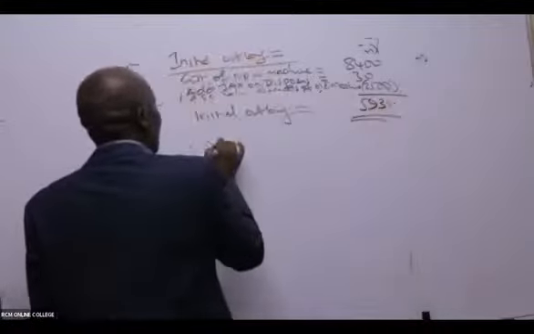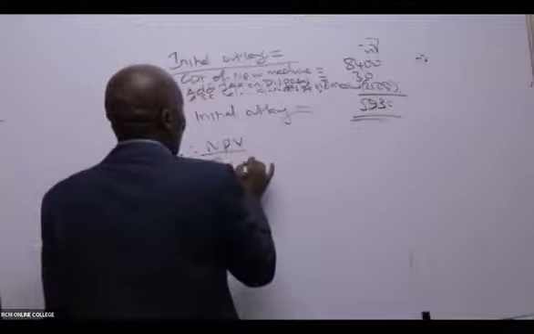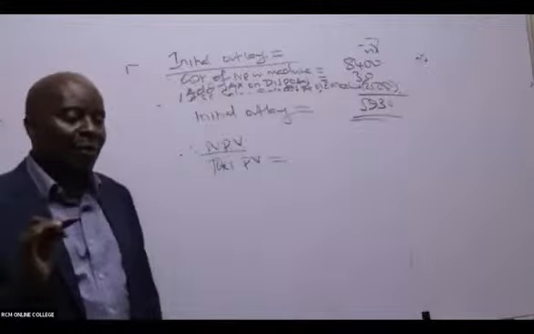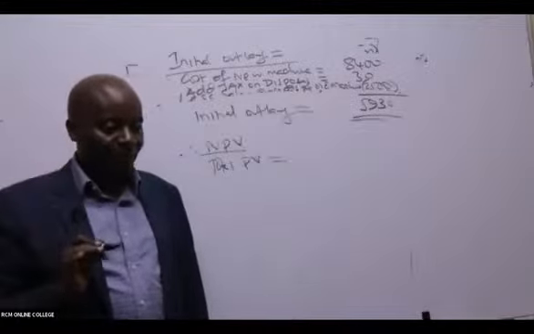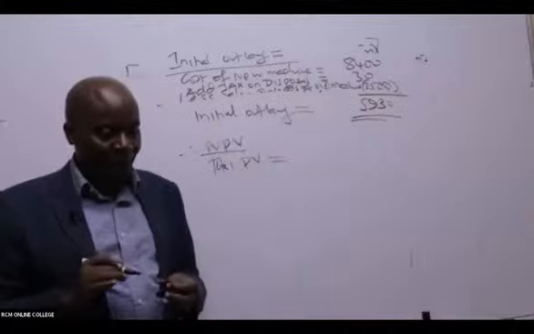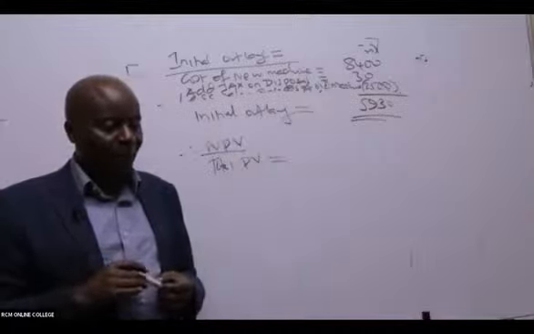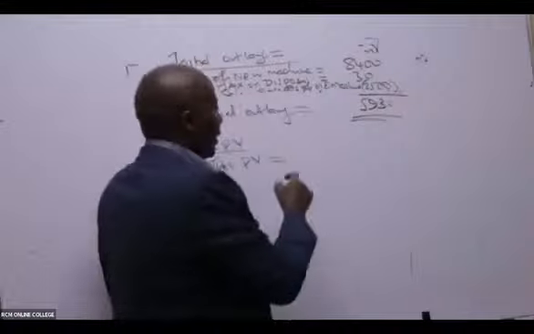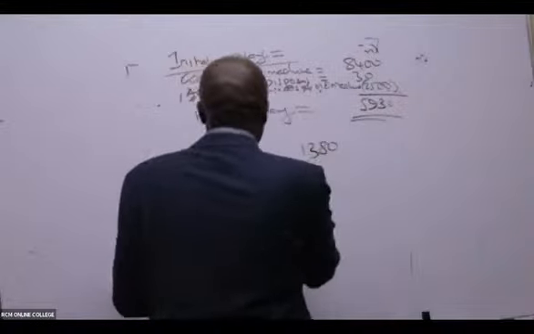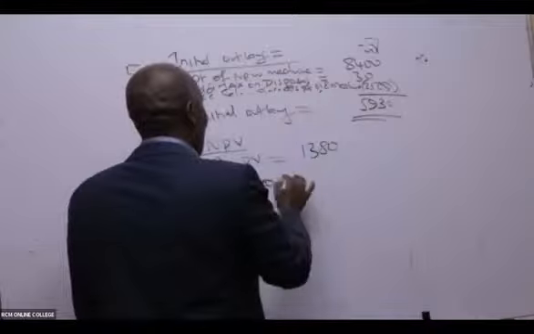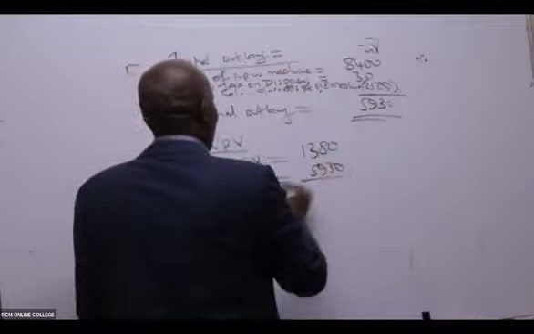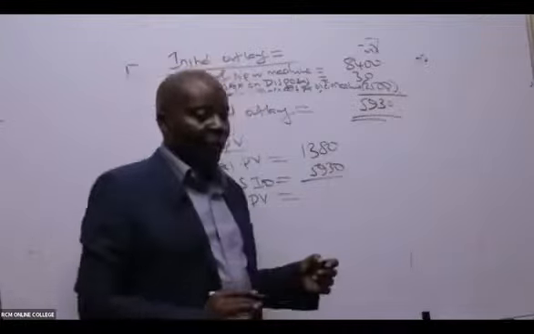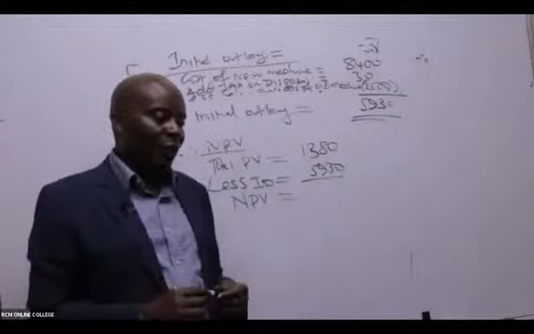You already have the total present value. Is there somebody who can remind me what the total present value was? We had computed it earlier up there. Total present value, 1380, and then we less the initial outlay, which is 1,500. So the NPV, the net present value, will be negative something, isn't it?